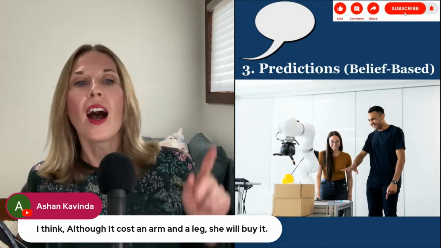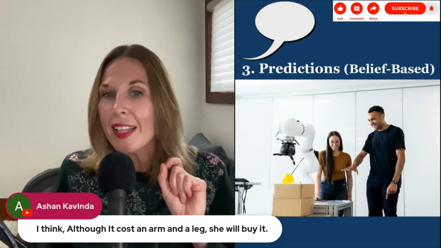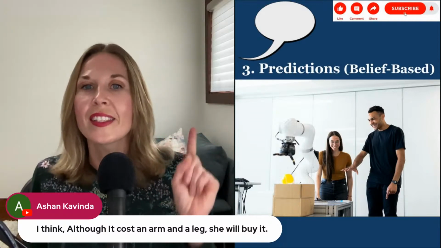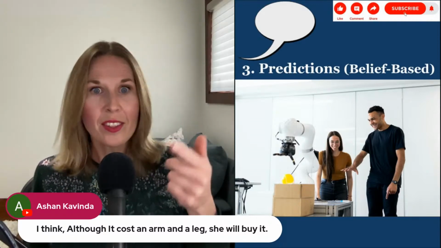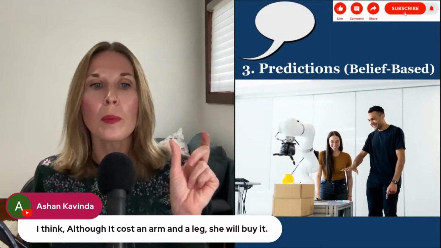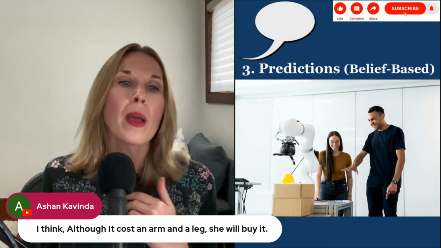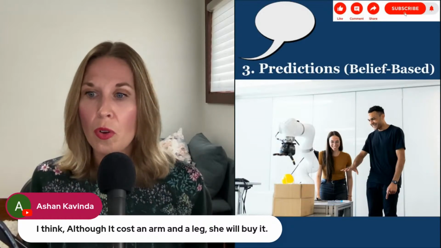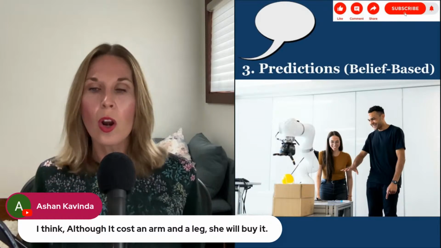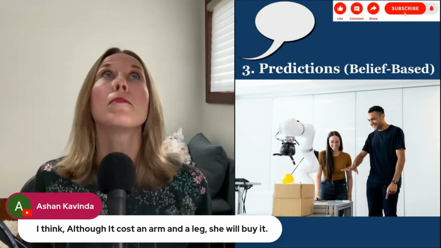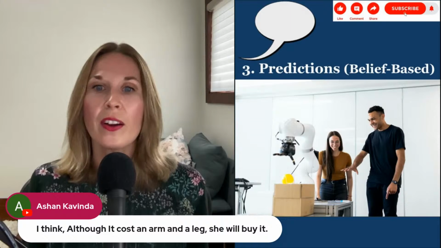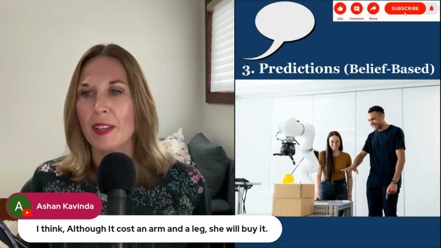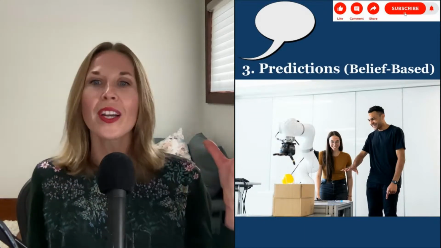Oh, Asham said, I think although it costs an arm and a leg, she will buy it. Exactly. I think she will buy it. Yeah, great example. And good job using although it costs an arm and a leg. What does that mean to cost an arm and a leg? Who knows? To cost an arm and a leg, this means to be very expensive. Wow, that robot costs an arm and a leg. It's very expensive. Excellent job making your predictions.